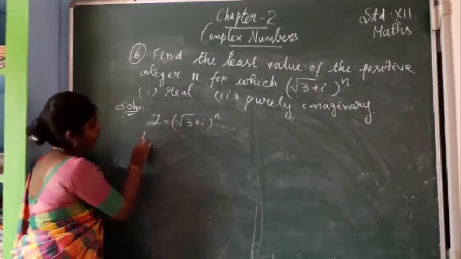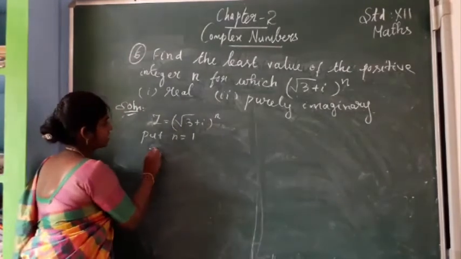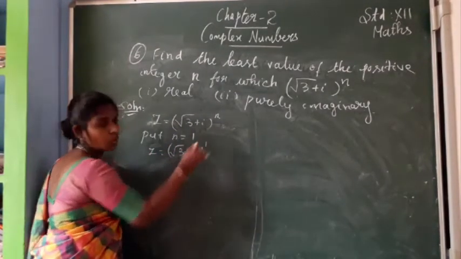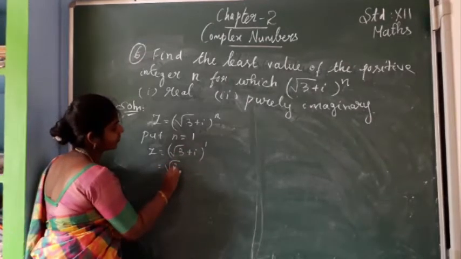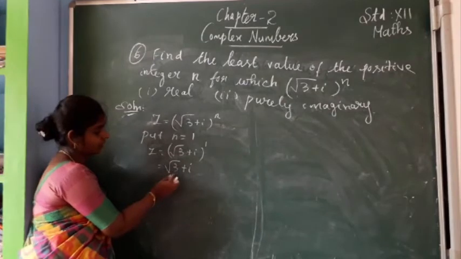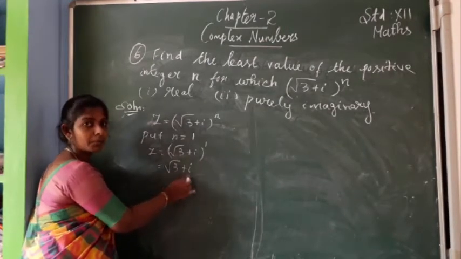So first we can put n equal to 1. So z equal to root 3 plus i the whole power 1, that's equal to root 3 plus i. This is a complex number. It's not a real number or an imaginary number. It's a complex number, having both parts.